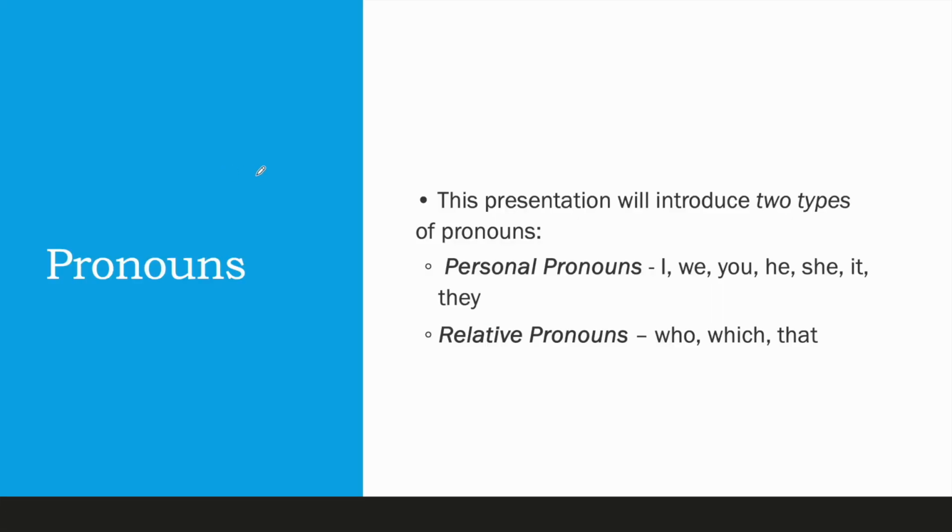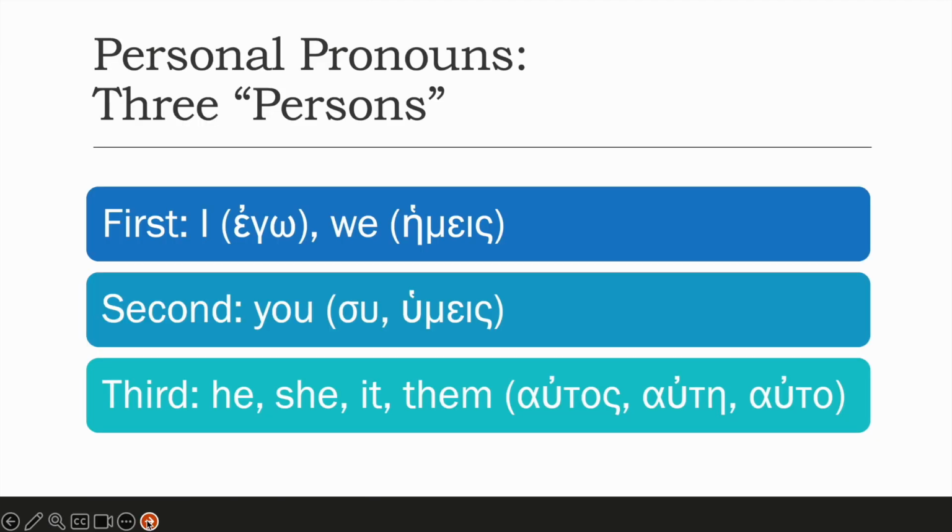This presentation will introduce two types of pronouns. Personal pronouns, in English, I, we, you, he, she, it, and they. And then relative pronouns, who, which, or that. First, we'll deal with personal pronouns. Personal pronouns have three persons.